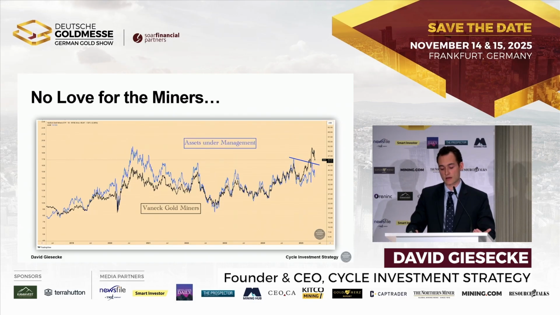And what we are seeing now is nearly unprecedented. We are seeing people actually selling the strength in the gold miners. You see the blue line has not kept up with the price. The AUM is not even at the highs of the end of 2024. So people are using the strength in the gold miners to finally get out of their investments.